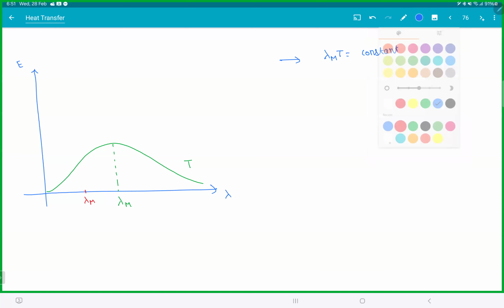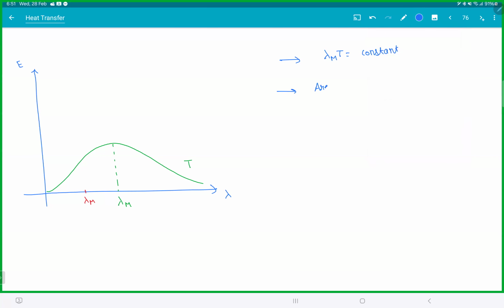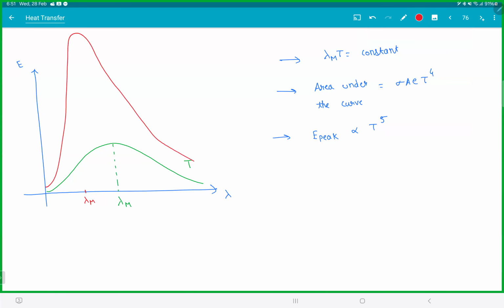Second thing, remember just now I told you area under the curve is nothing but sigma A E T power 4. So if temperature is doubled, area becomes 16 times. And this thing E peak, this is an experimental value. E peak is proportional to T power 5. In physics, it is one of the rare formulas where you have power 5. So the graph would be like this, huge, 16 times the area. And this peak will be 32 times bigger.